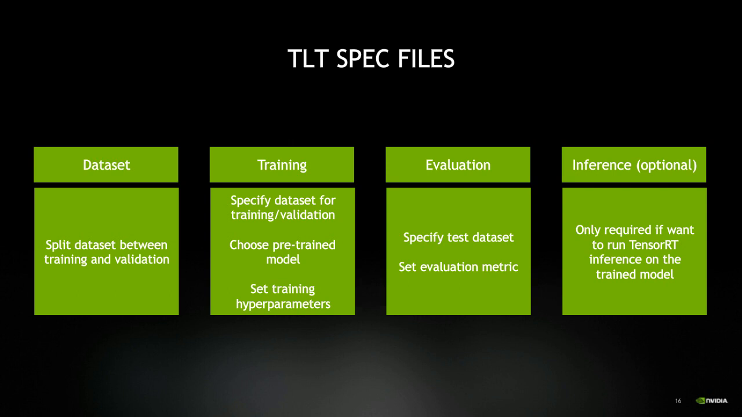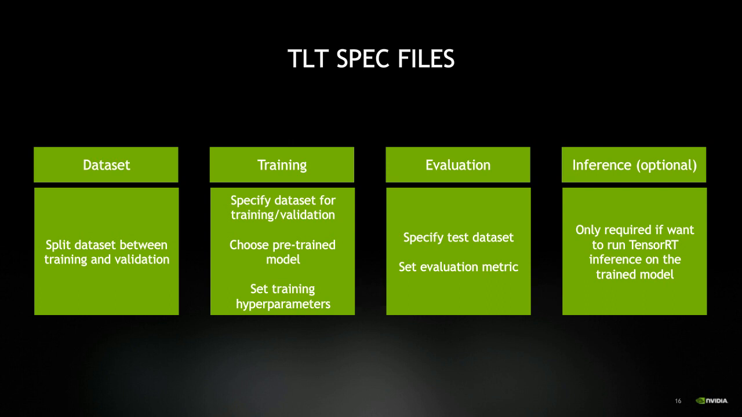The training options vary between model architectures. The evaluation spec file allows users to select which dataset to use for evaluation, as well as evaluation metrics. And finally, the inference spec file is used to select options to run inference using TensorRT on the trained model. This is an optional step, but we highly recommend running inference on a handful of images before deploying the model. Detailed information on all the available options can be read in the TLT Getting Started documentation.